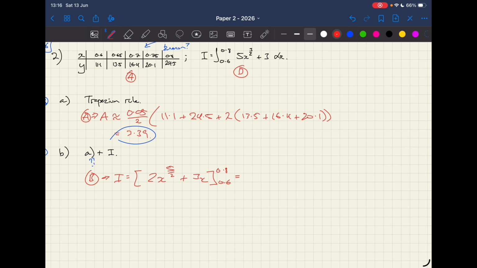So doing that, 0.8 is the answer in the calculator. 2 times answer to the power of 2.5 plus 3 lots of the answer. We get a value of 3.54. And then we're going to take away, doing the same thing but with 0.6. What do we get? We get 2.36.